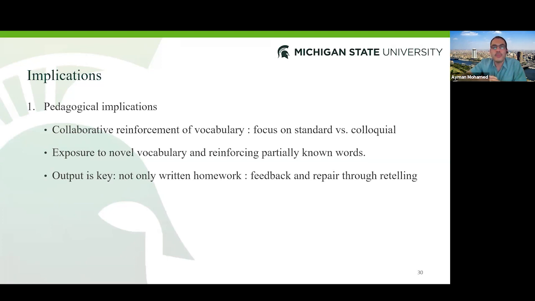as some would argue that we don't usually push students to speak standard Arabic, but here the focus was to push or reinforce the use of vocabulary, the knowledge of vocabulary. And output was found to be key. It's not only about written homework, it's the feedback and repair that happens through retelling. In this conversation with students, retelling the stories was more effective.